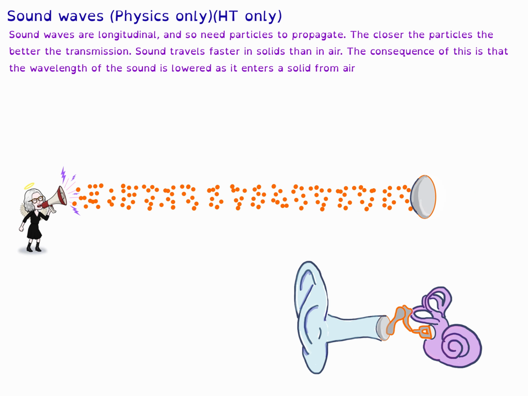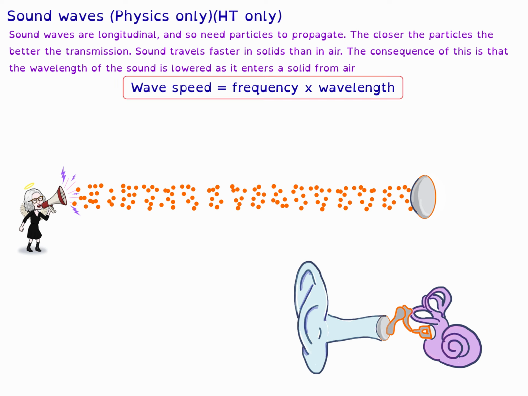Sound waves are longitudinal, and so need particles to propagate. The closer the particles, the better the transmission. Sound travels faster in solids than in air, and the consequence of this is that the wavelength of the sound is lowered as it enters a solid from air. And if we look at the wave speed equation, we can see why. The frequency of the sound will remain the same, but if the wave speed is increased as it moves from air into solid, then the wavelength must lower.